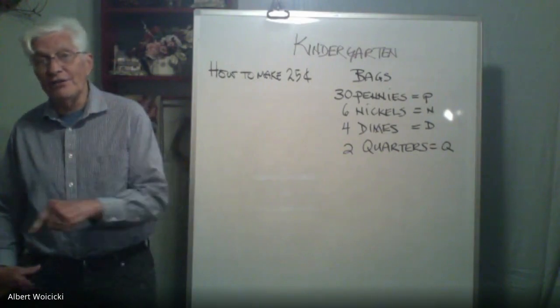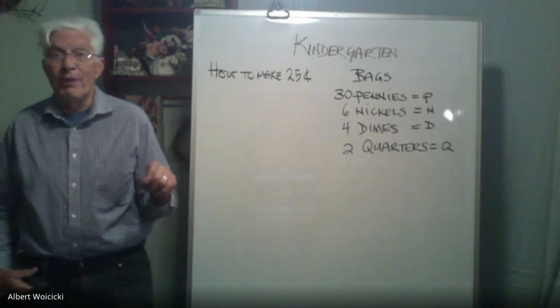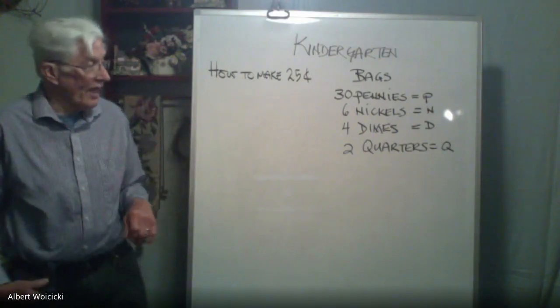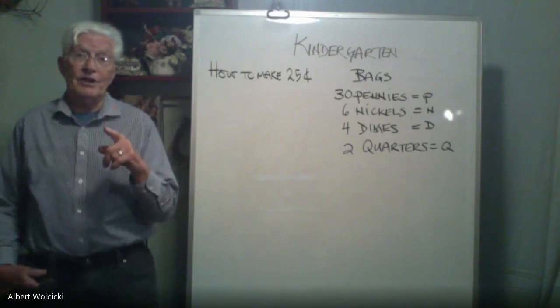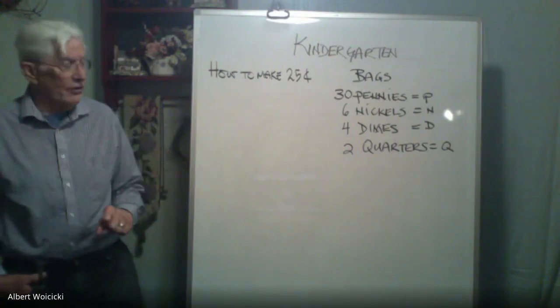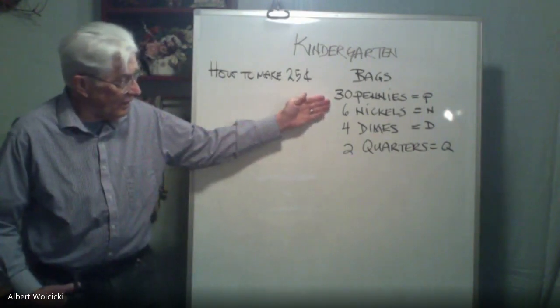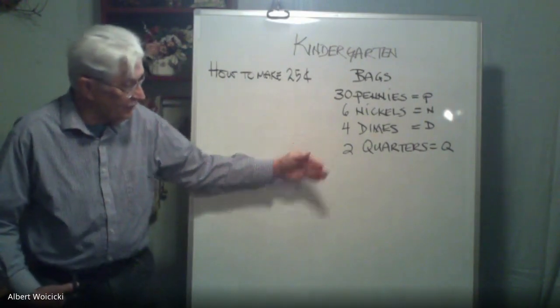We have another set of things to do with bags. Yep, you're going to have to get some stuff to put in bags, only this time it's money. Make sure that they don't take it with them. Here's what the bags have to contain: 30 pennies each bag, 6 nickels, 4 dimes, and 2 quarters.